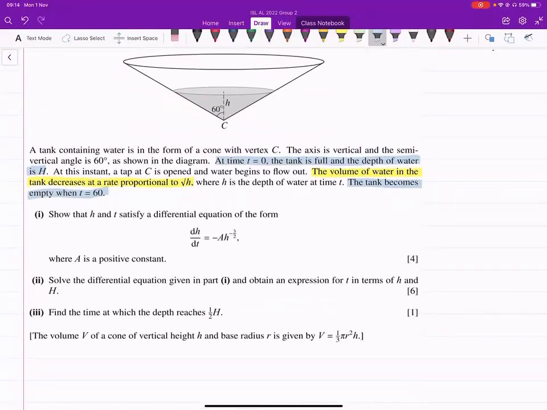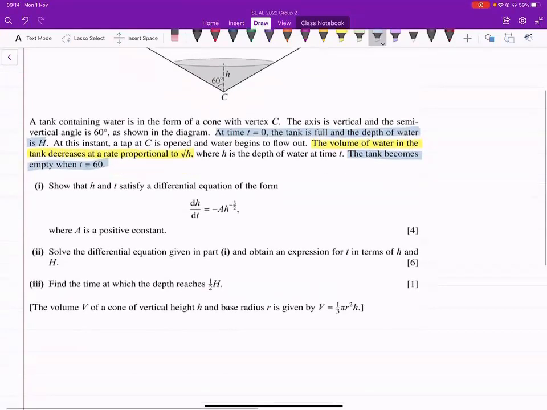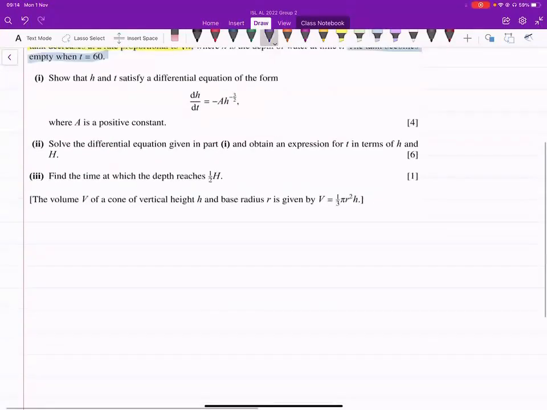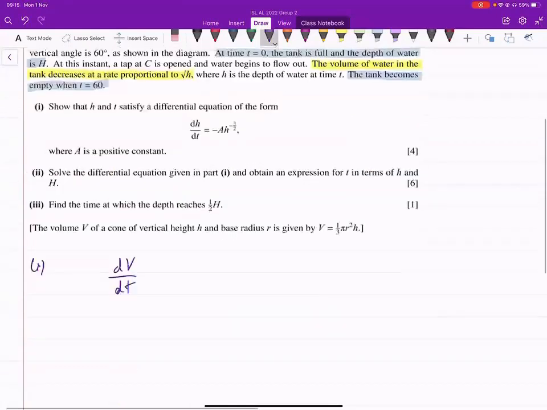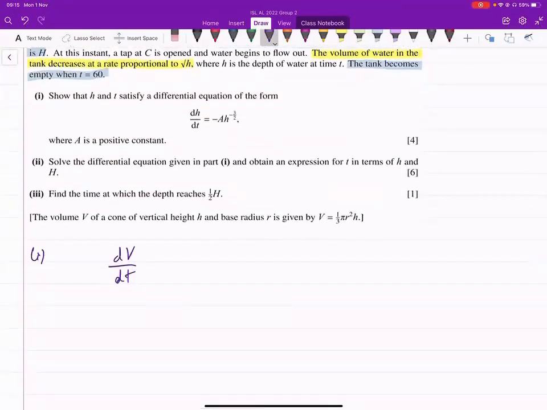Volume of water in the tank decreases at a rate proportional to square root of h. Volume की बात हो रही है, it's not about height. तो dv over dt क्या होएगा? dv over dt, it decreases at a rate proportional to square root of h. जब decrease कर रहा होएगा तो rate को हम negative कहेंगे, right? So negative, let's say any constant, let's say k into square root of h. Okay, so that's the rate of change equation that you get from that.